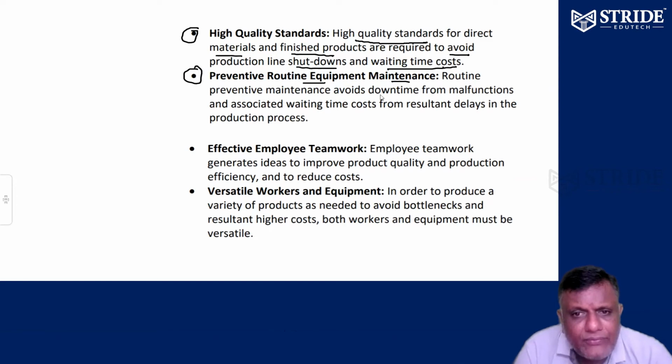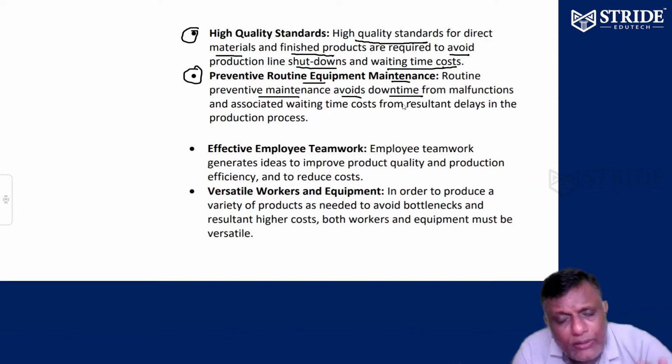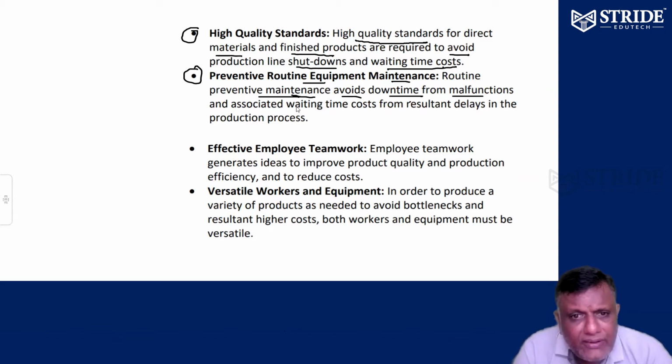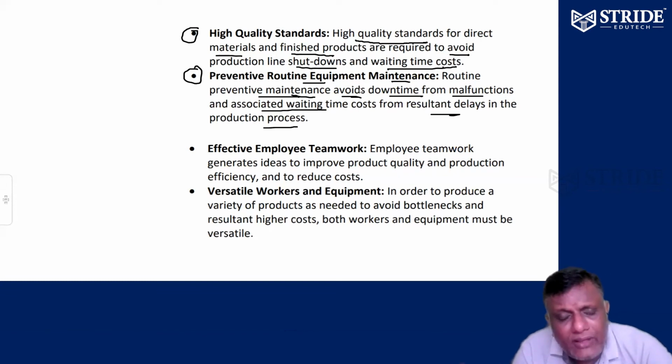Preventive routine equipment maintenance. Once there is routine preventive maintenance, it avoids downtime also. So the machine will work forever because we go and check. Any malfunctioning and associated waiting time cost, result delay, we can completely eliminate. Preventive routine equipment maintenance allows a preventive maintenance cost. Once you incur preventive maintenance cost, almost your waiting time cost and shutdown cost will be eliminated. That's it. Every month once or every week once, please maintain your equipment properly.